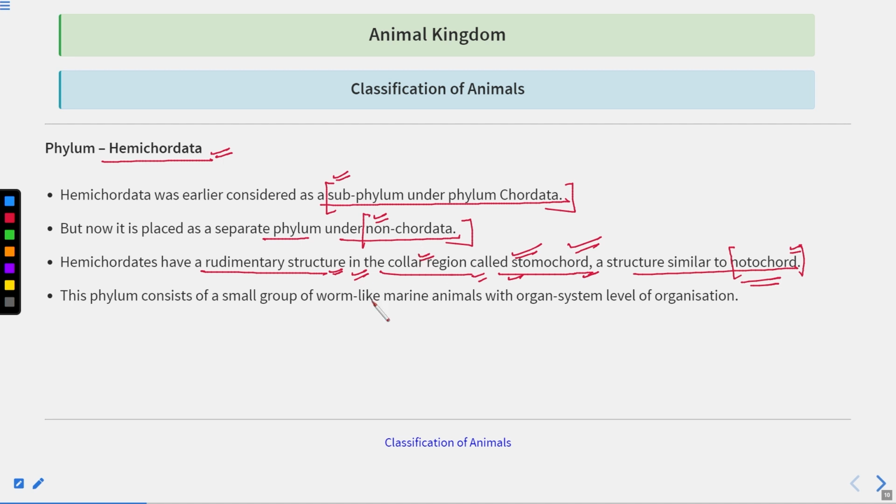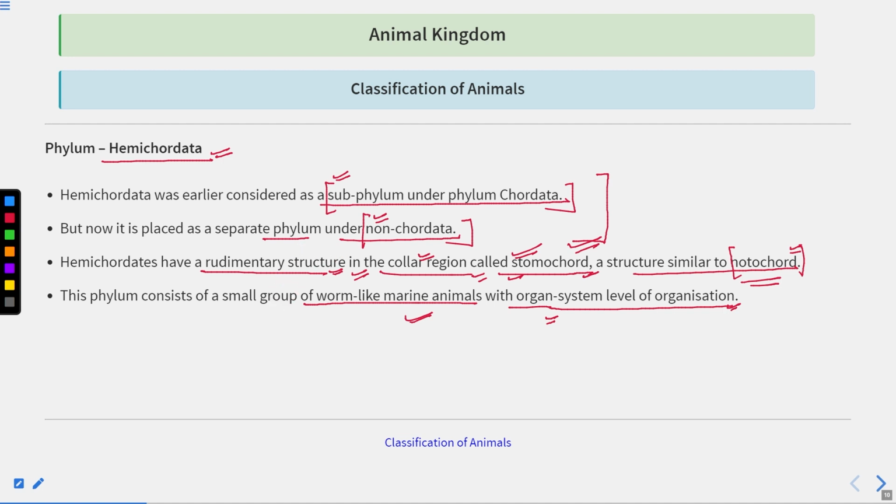Right. So this phylum consists of a small group of worm-like marine animals with organ system level of organization. Okay. Now different organs are there to form the organ system level of organization, and worm-like marine organisms are found in this particular phylum. So do remember these points, that earlier it was kept as a subphylum of the chordata, but now it is kept among the non-chordates or invertebrates, right?